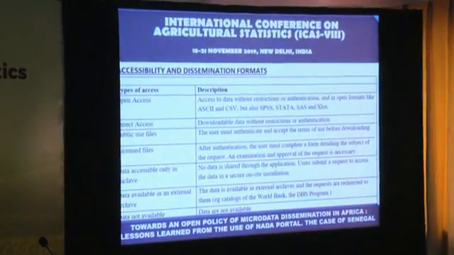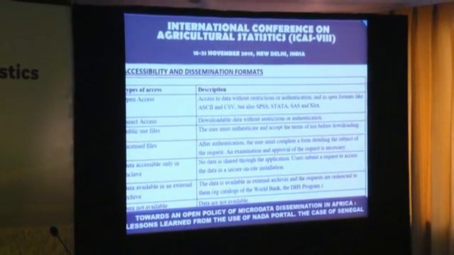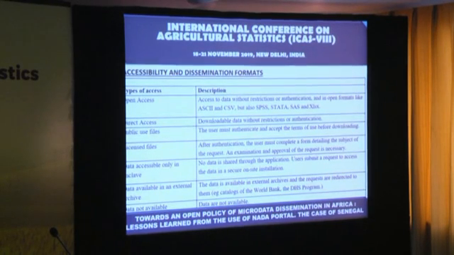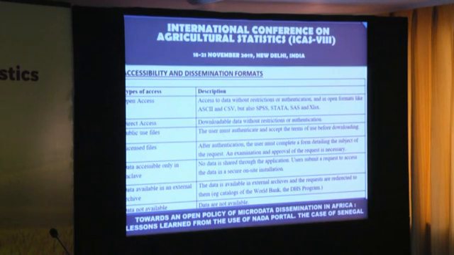For accessibility and dissemination format, we have types of access for files. First, open access, which concerns data without restriction or authentication and in open formats like ASCII or CSV, SPSS, STATA. Then we have direct access, public use files, licensed files, data accessible only in an enclave, data available in an external archive, and data not available. That is the type of access we have on the NADA platform.